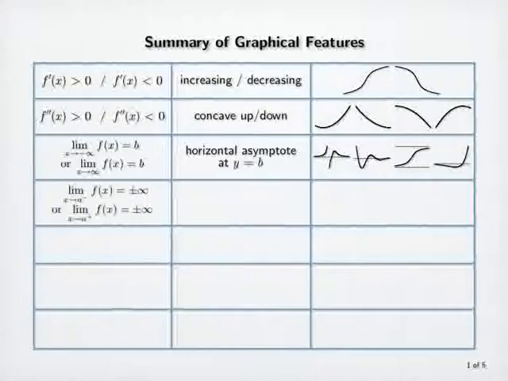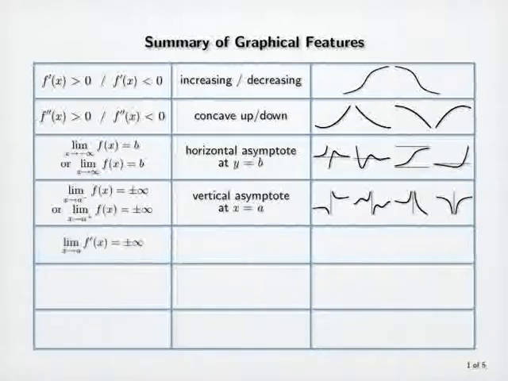If f of x approaches either plus or minus infinity, as x approaches a number a from either the left or the right, then the line x equals a is a vertical asymptote. If f is continuous at a, and if the derivative of f approaches either plus or minus infinity as x approaches a from both the left and the right, then the graph of f has a vertical tangent line at the point a, f of a.